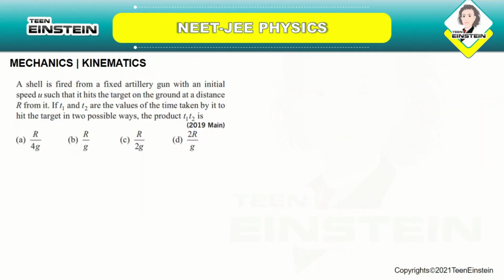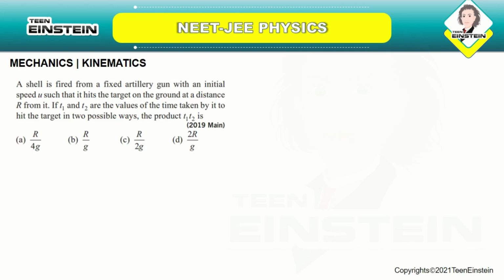A shell is fired from a fixed artillery gun with an initial speed u such that it hits the target on the ground at a distance r from it. If T1 and T2 are the values of the time taken by it to hit the target in two possible ways, the product T1 and T2 is.